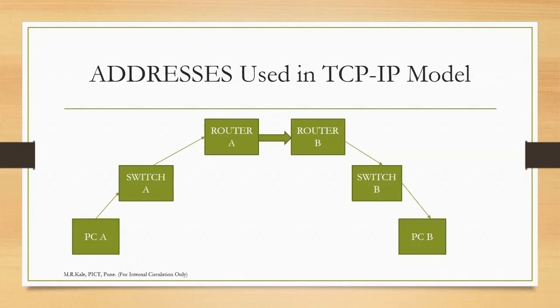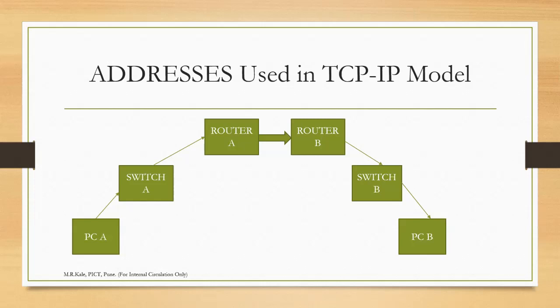Now, which addresses will be used at which level? We all know it is a logical thing. We all know that MAC addresses are used at the host to network layer. Speaking about the ISO OSI model, it is used at the data link layer, whose physical device is a switch. So switches operate on MAC addresses because switches operate at the data link layer. Please understand that I am talking about the ISO OSI model reference.